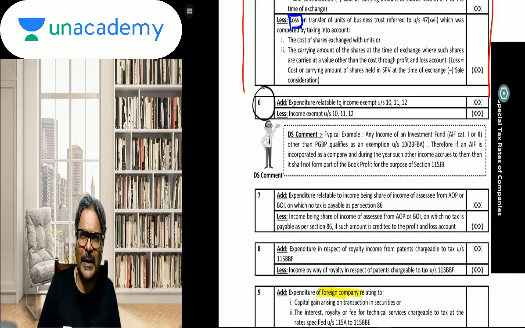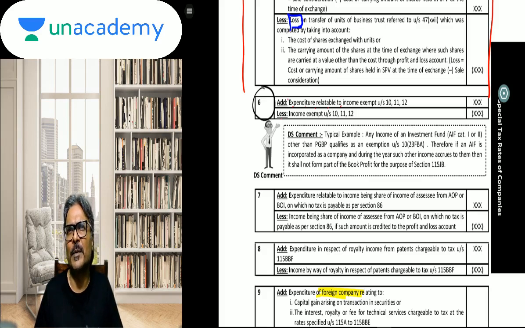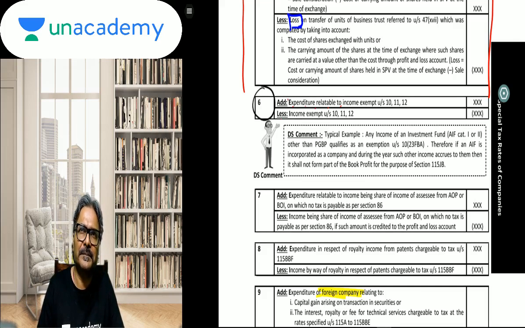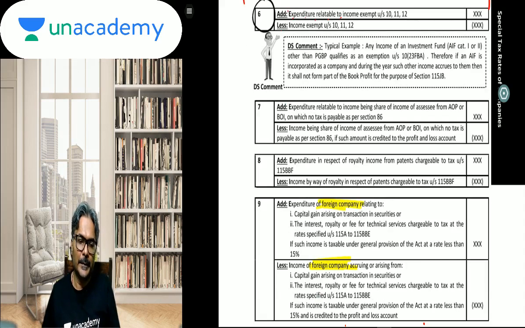So the government understands this factor. They say that, look, what is otherwise available to all, if you are also availing that benefit, we don't have any issue. So exempt income and the corresponding expenditure on such exempt income will not form part of the book profit. They will not form part of the book profit. And that is exactly what this particular point number 6 is all about. So this is all about, students, section number 10.